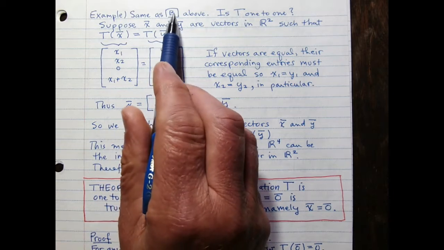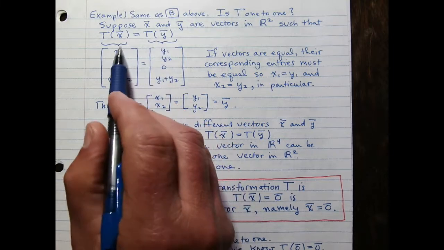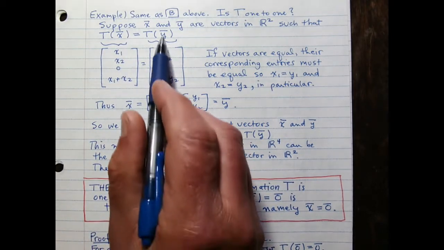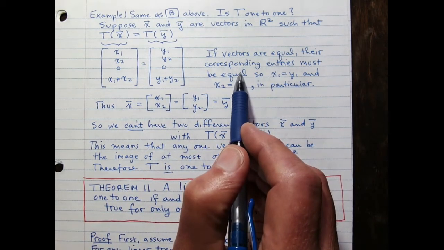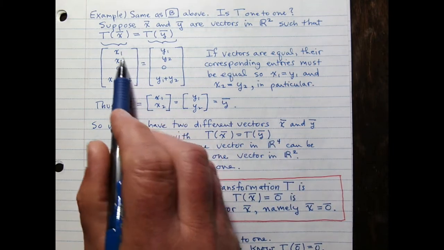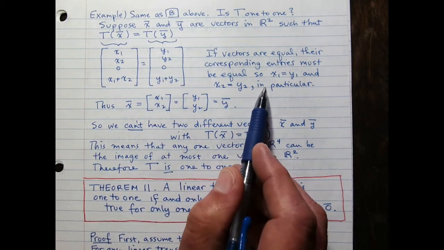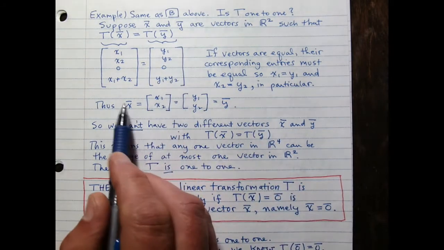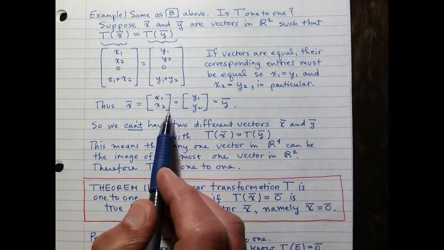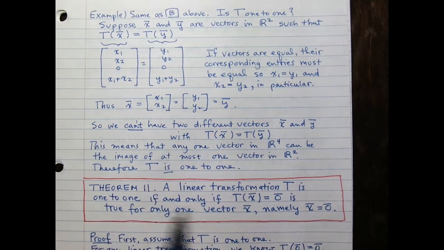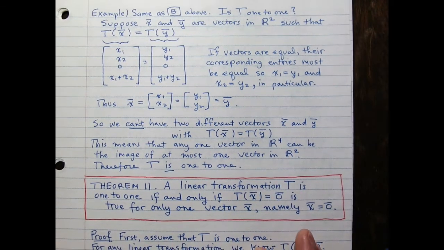Now remember, this was the second example of onto, right? So if T of x equals T of y, here's the image of x, here's the image of y. If vectors are equal, their corresponding entries must be equal. So it would have to be true that x1 equals y1 and x2 equals y2 in particular. But those vectors started out as just x1, x2 and y1, y2. And if x1 and y1, x2 and y2 are equal, then those two vectors have to be equal. So in other words, there's no way for x and y to be different in this situation.